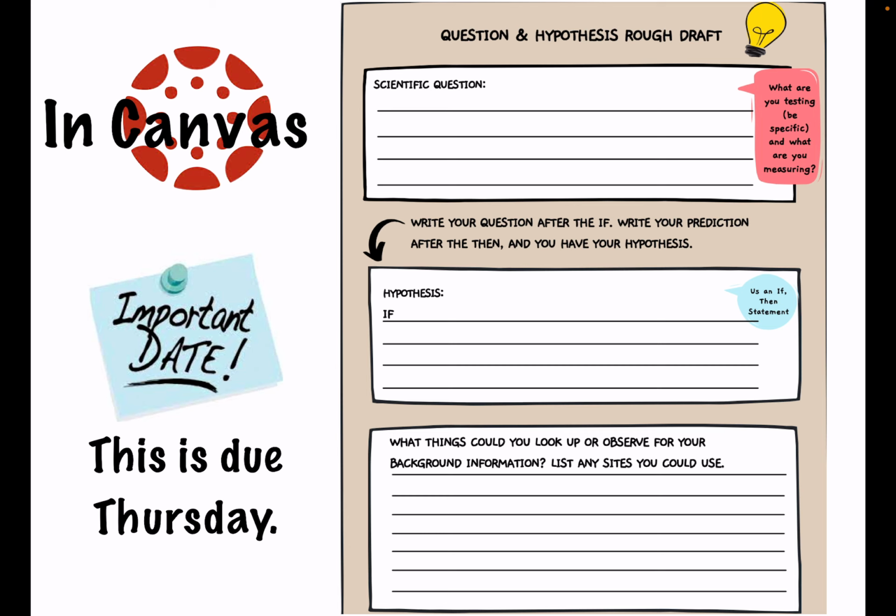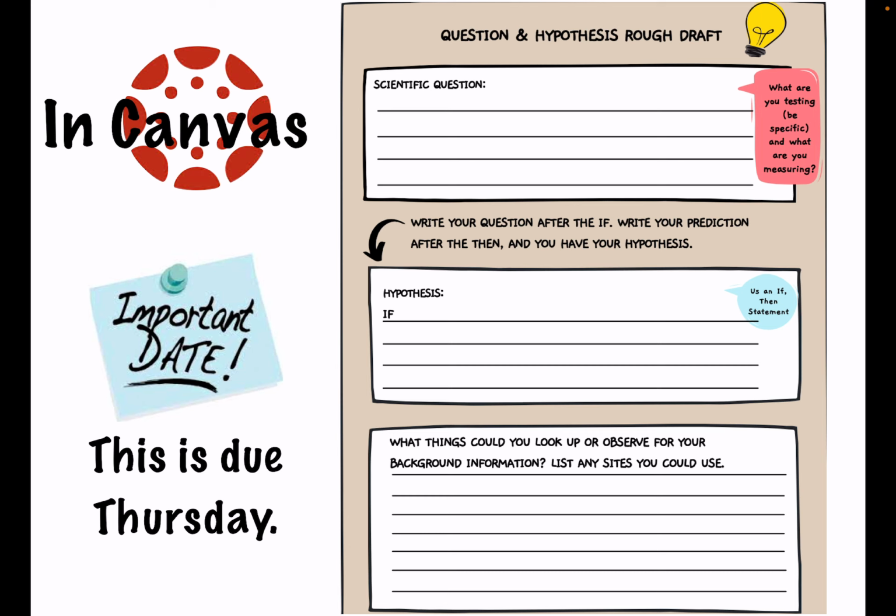Now, once you have your question, you can write your hypothesis. Literally, after the word if, put your question in. If I test which kind of paper, construction, graph, or computer paper, will make a plane fly the farthest, then you make your prediction. You don't say, then I think because. You just say, then an airplane made of computer paper will fly the farthest.